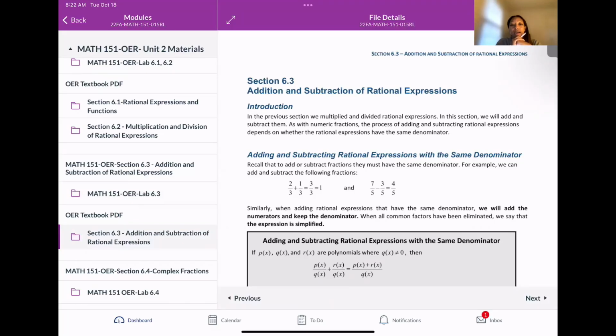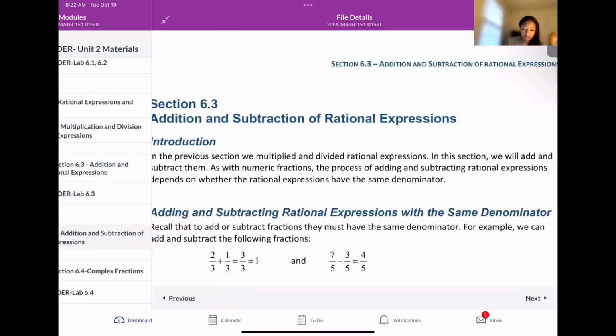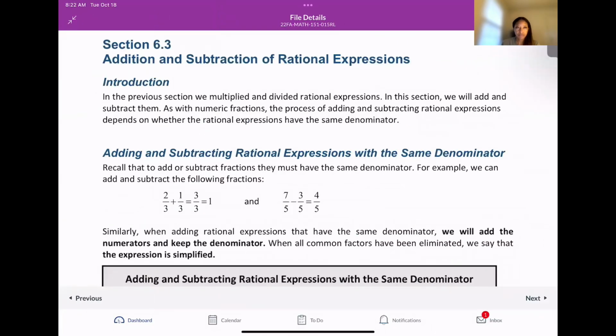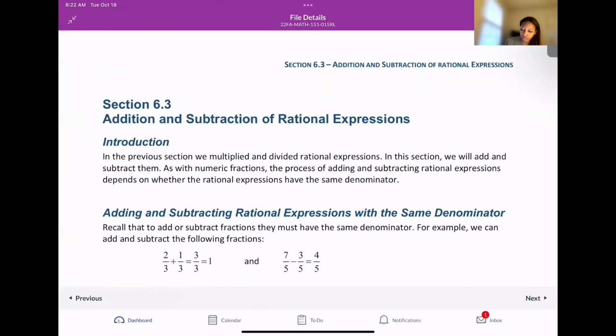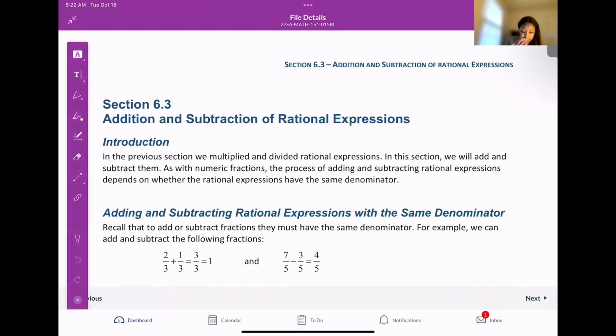In this class, we'll be talking about how to add and subtract rational expressions. And again, rational expressions are fractions. So I want to refresh your memory on how we add and subtract fractions. So really quickly here, recall that to add or subtract fractions, they must have the same denominator.